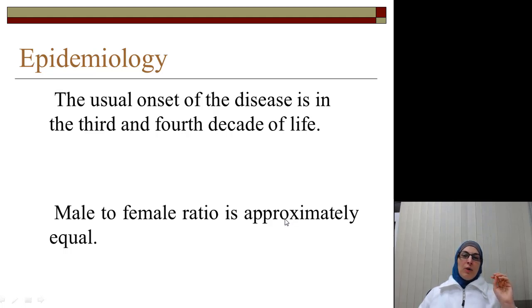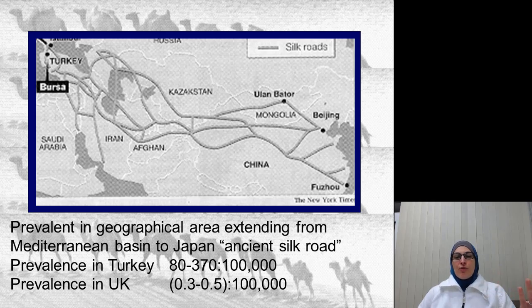So why am I talking about this disease? Because first of all, as I said, it is very common in our area, and usually it affects young adults, in their 3rd or 4th decade of life. Males and females are equally affected, but usually males have a more severe form of the disease.